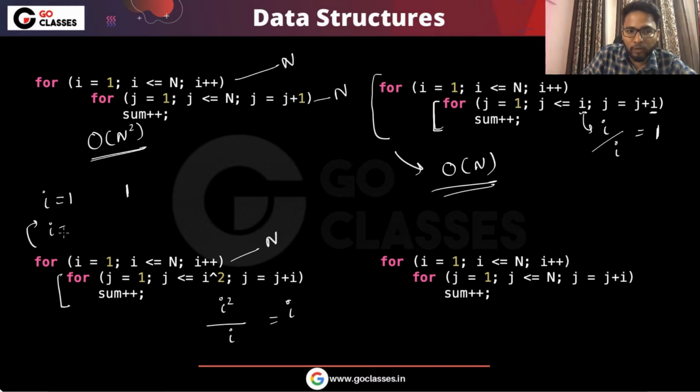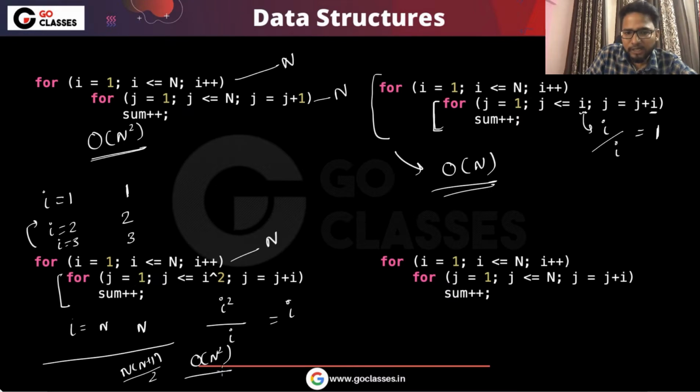For i equal to 2 this will run 2 times, right? For i equal to 3 this will run 3 times, and similarly for i equal to n this will run n times. So if you sum all of this up, then you will be getting n into n plus 1 by 2, which is as good as saying order of n square, right? It is also theta, but let me just say order.